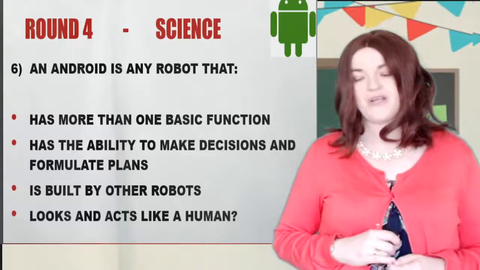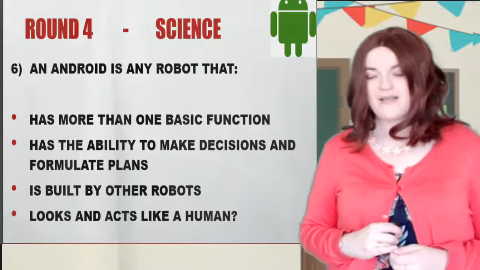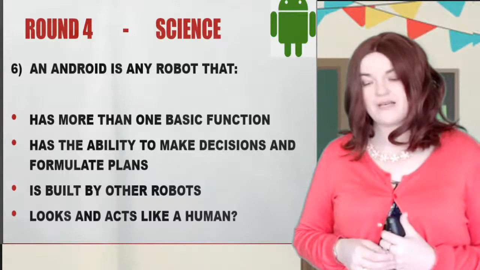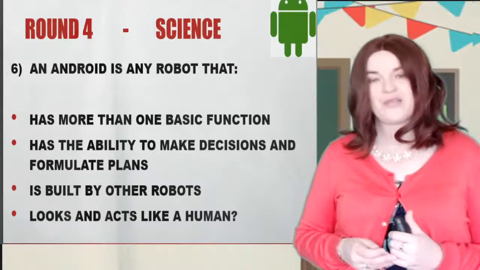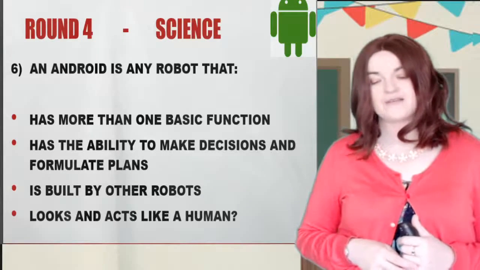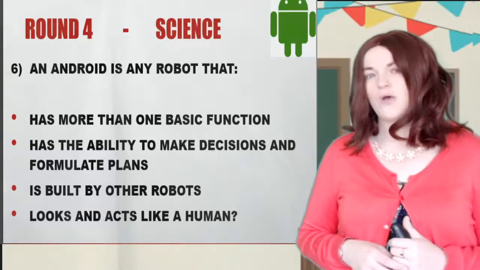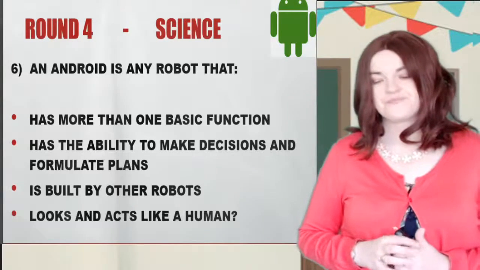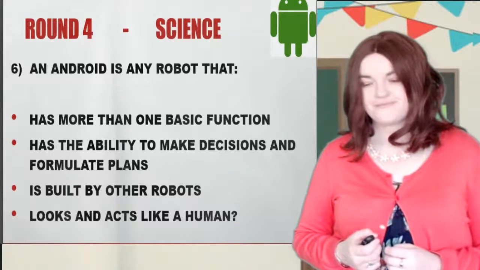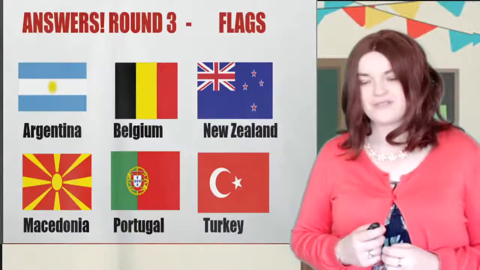And last one of this round, an android is any robot that has more than one basic function, has the ability to make decisions and formulate plans, is built by other robots, or looks and acts like a human. Which one? And that's the end of your science round.